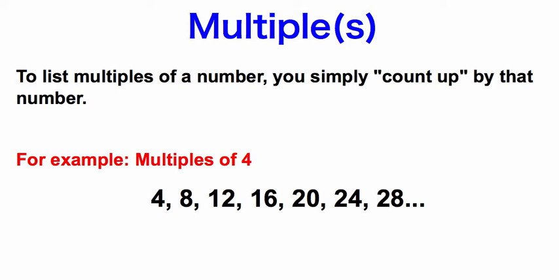Now, this is something that you should write down in your notebook as you're taking notes. Remember, title and date every video you watch. So, for example, the multiples of 4, we simply count up by 4. So 4, 8, 12, 16, 20, 24, 28, and so on. This could go on forever and ever. We would just keep counting up by 4s.